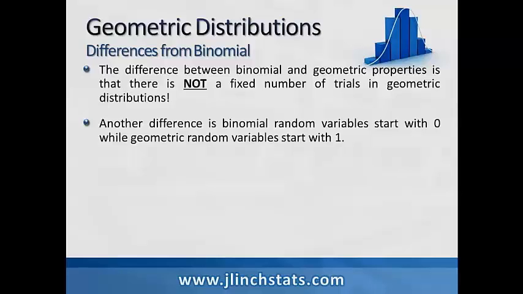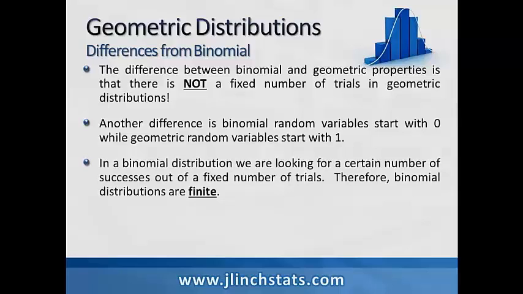However, in a geometric distribution, we're looking at the number of trials until we achieve first success. Now, obviously, we begin with the first trial. We don't begin with the 0 trial, we begin with the first trial. Is there a success? If not, continue to the second trial. Is there a success? If not, continue, so forth and so on until we have achieved our first success.